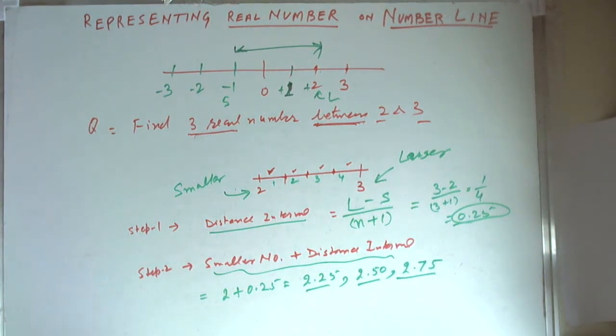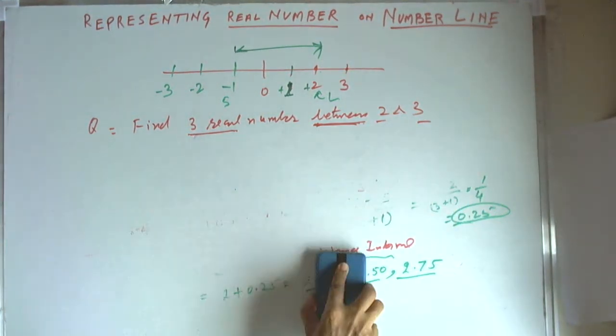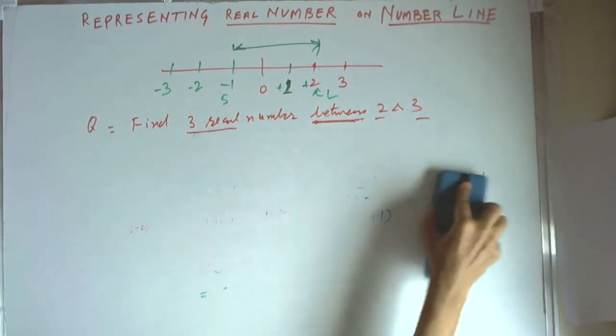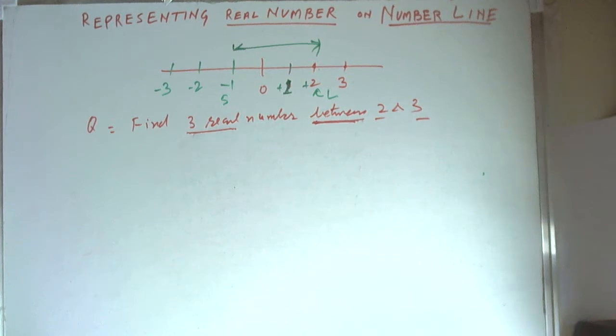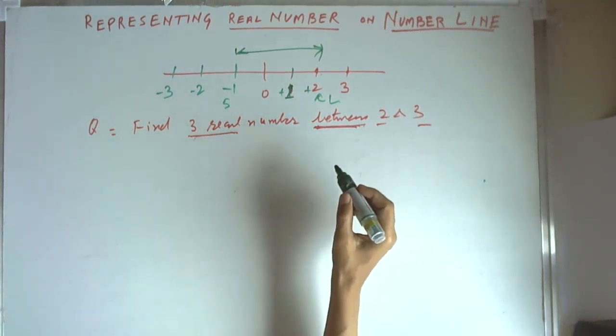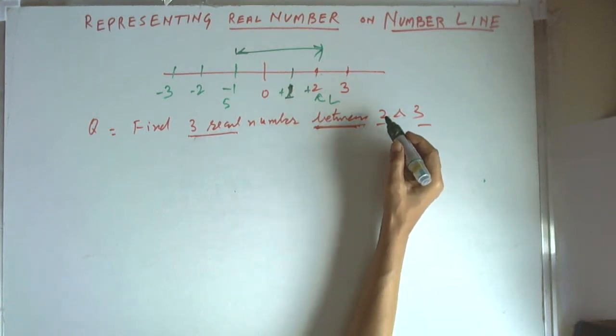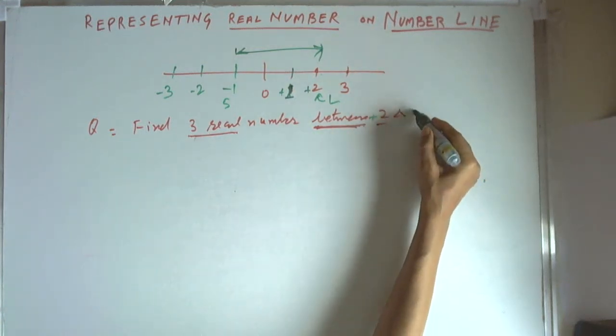So suppose let us take an example. We have to find three real numbers between plus 2 and minus 1.